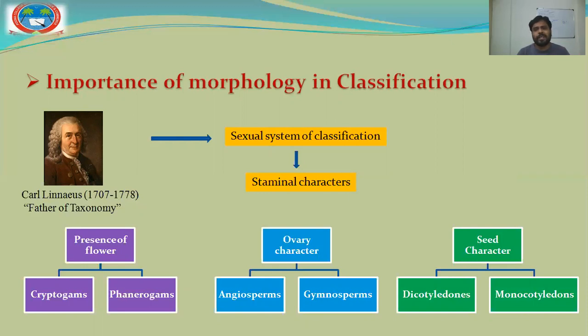In the same way, seed characters are also responsible to divide certain groups. For example, dicotyledons and monocotyledons. In dicotyledons there are two cotyledons present inside the seed, while in monocotyledons only one cotyledon is present inside the seed. So the number of cotyledons is also one of the morphological characters. On that basis, we can divide the two classes, that is dicots and monocots. So in this way, morphology plays an important role in classification.